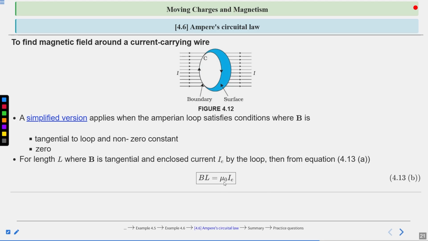This mu naught by 4 pi constant appeared in the Biot-Savart law. The value of mu naught upon 4 pi is equal to 10 to the power minus 7 Tesla meter per ampere. It is similar to the constant epsilon naught in electrostatics. It is mu naught, that is permeability. And the value of mu naught is 4 pi into 10 to the power minus 7 Tesla meter per ampere. Got it? So this value will change if we change the medium. It is a medium dependent constant.